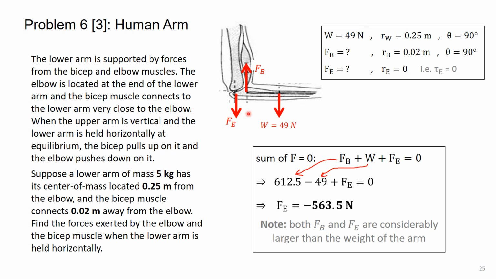The negative sign means the FE is pointing downwards, which makes sense because the FE and the weight together must add up to the FB. So the forces pointing up must cancel the forces pointing down. And just like FB, FE is a lot bigger than the weight of the arm. That's because FE has to counter some of the force from FB. So really, when you're holding your arm horizontal, your muscles are applying a lot bigger force than the weight of the lower arm itself.